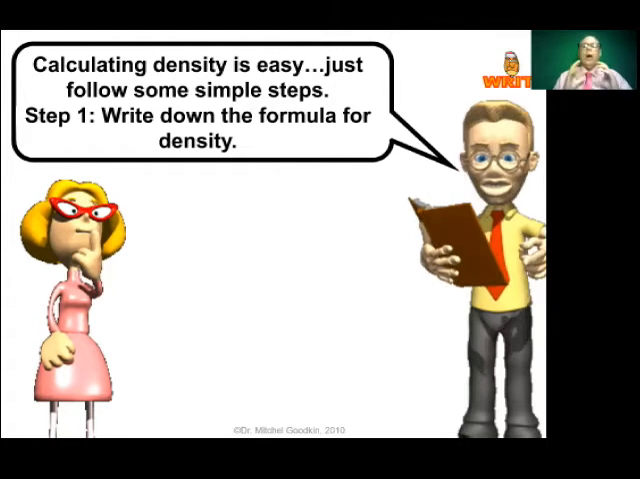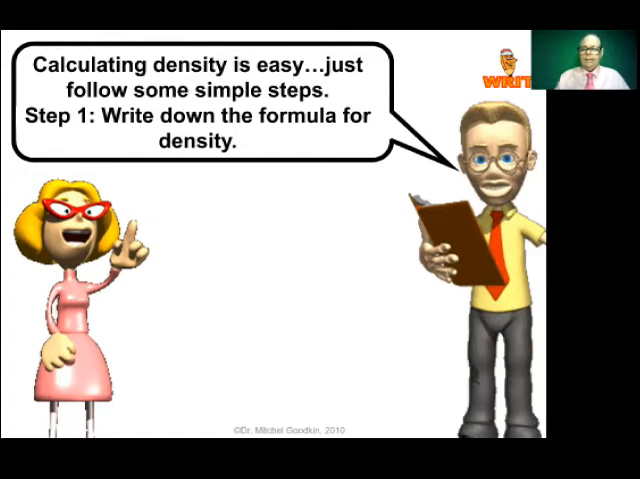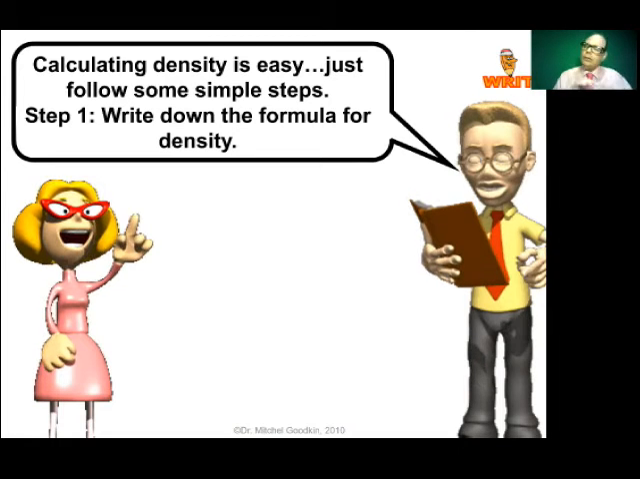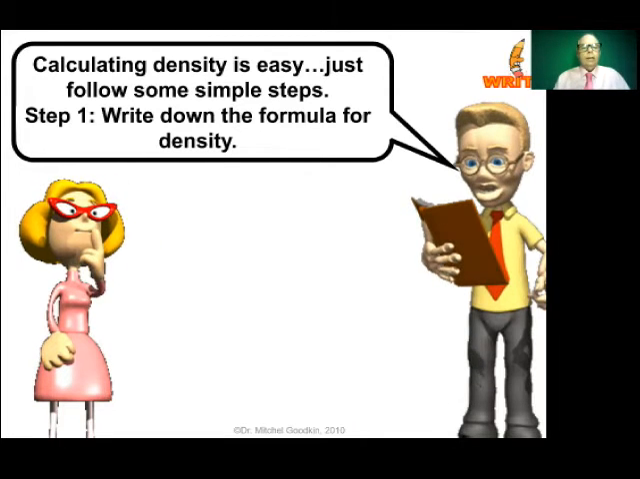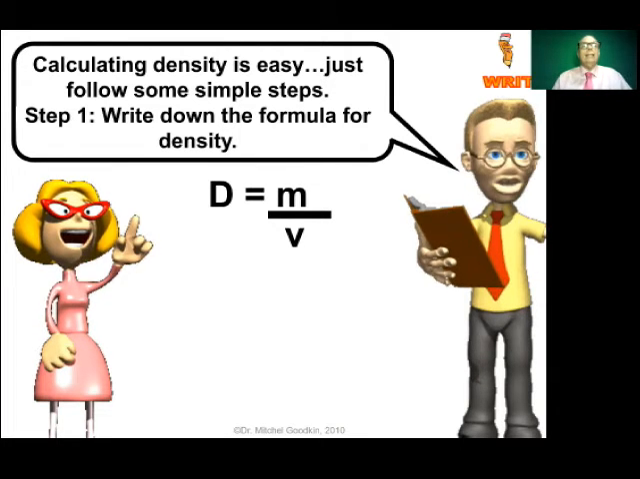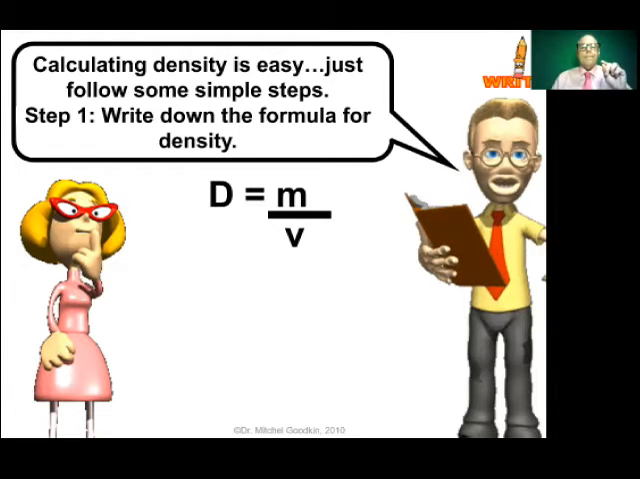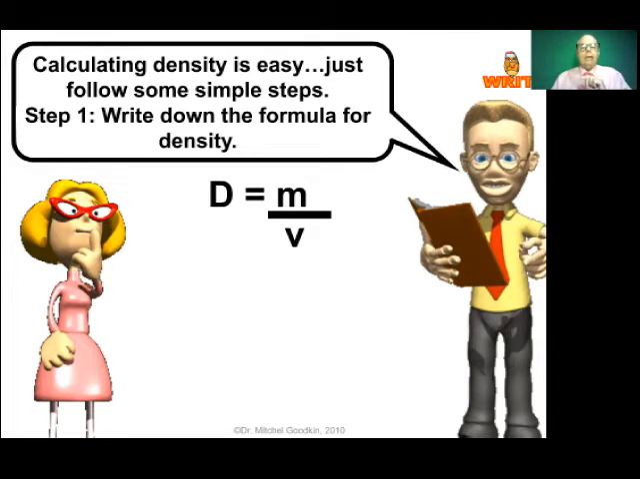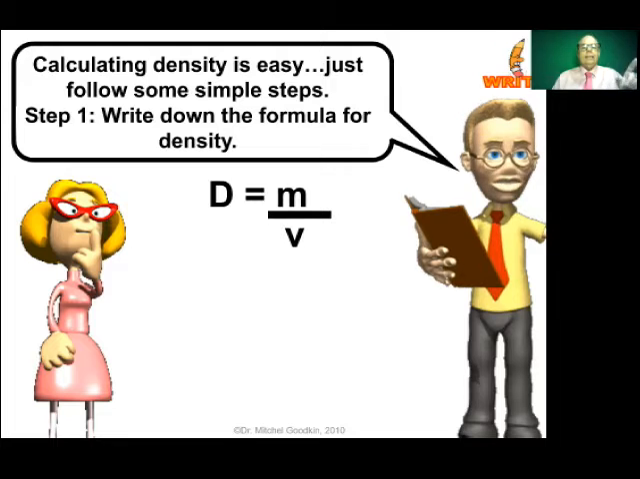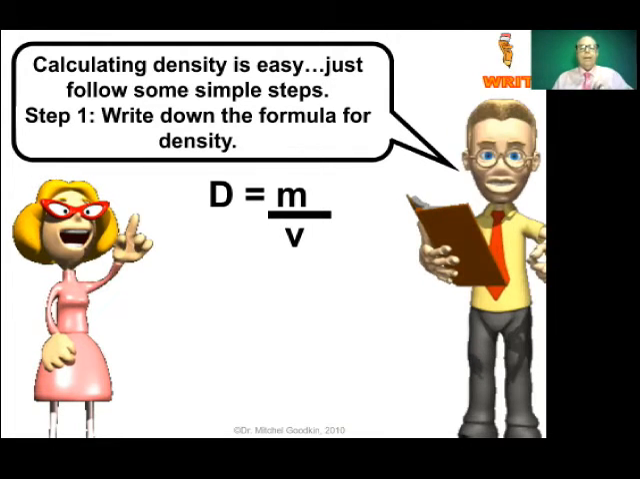Step 1, write down the formula for density. So here's the formula for density. And again, if you have something to write with, write it down. If not, just pay attention. D equals M over V. Capital D for density equals lowercase m for mass divided by lowercase v for volume. Density equals mass divided by volume. D equals M over V.